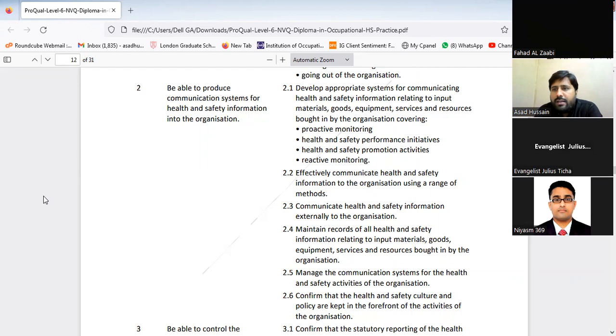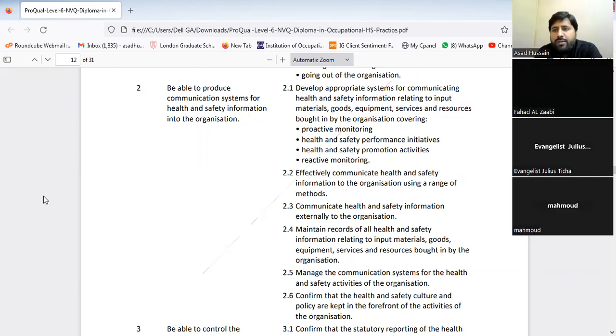Now moving to the second learning outcome: be able to produce communication systems for health and safety information into the organization. Okay, now what is coming from that? You have enough skill that you can produce communication systems for health and safety information into the organization.